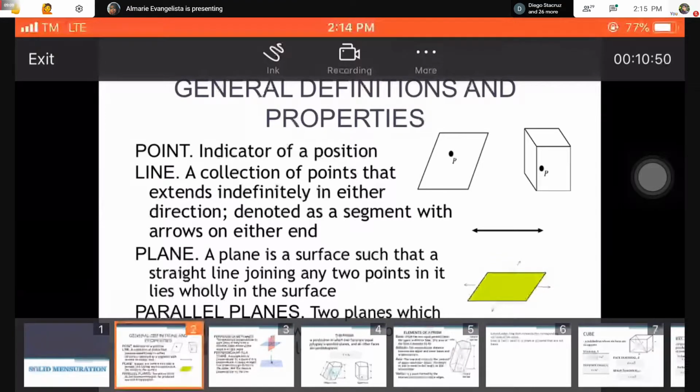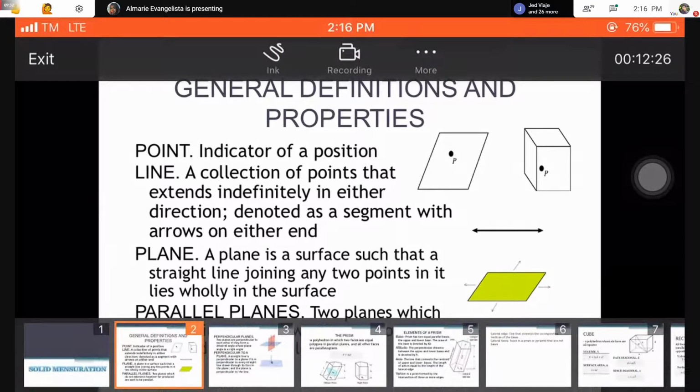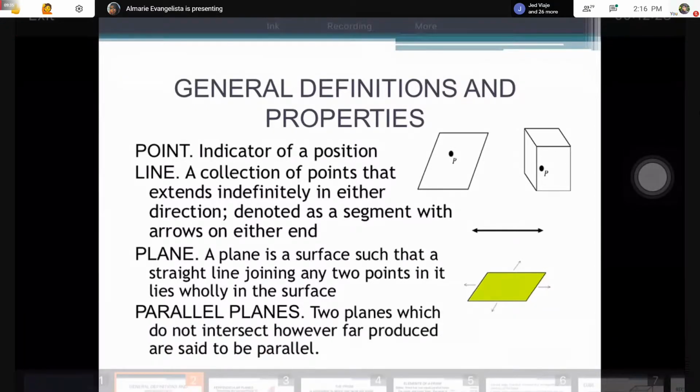Next one is parallel planes. Two planes which do not intersect, however far produced, are said to be parallel. Imagine nyo merong dalawang planes na hindi nag-intersect, parang magkapatong lang. Parallel sila sa isa't isa. Nasusundan ba ako o masyado akong mabilis? Okay lang.